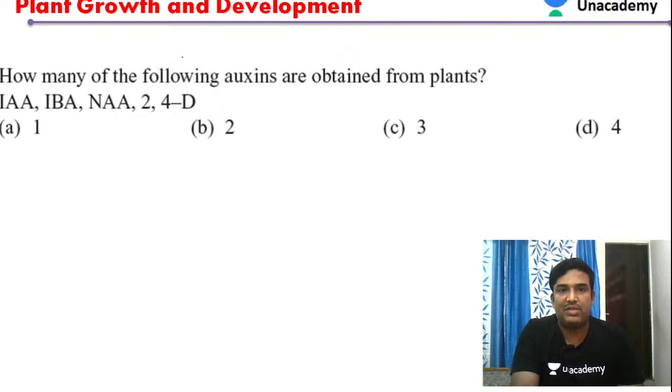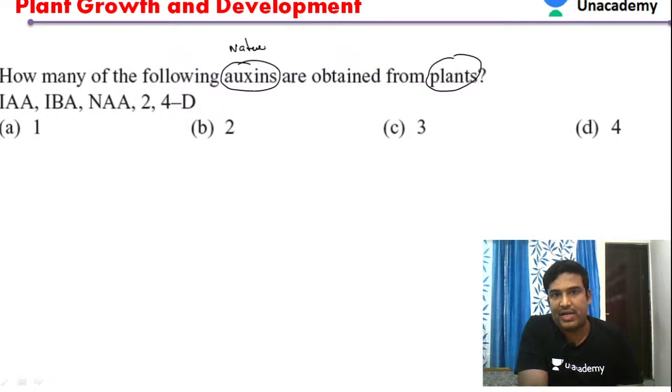Next question, students. How many of the auxins are obtained from the plants? From the plants means how many are natural auxins? Out of all these auxins, how many are natural auxins? That was the question.